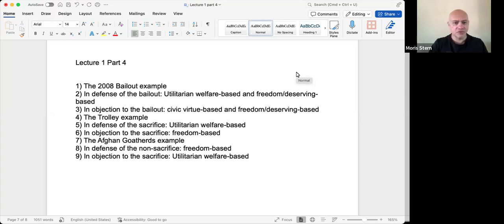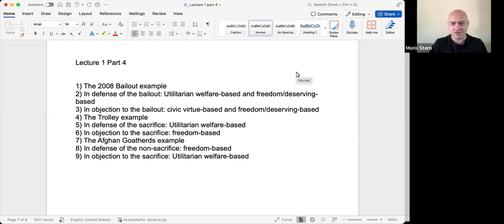And finally, we'll use the third example, the Afghan goat herds example. Here, we're going to flip the script just a bit. In defense of the non-sacrifice, we'll use a freedom-based argument. And in objection to the sacrifice, we'll use a utilitarian welfare-based argument.